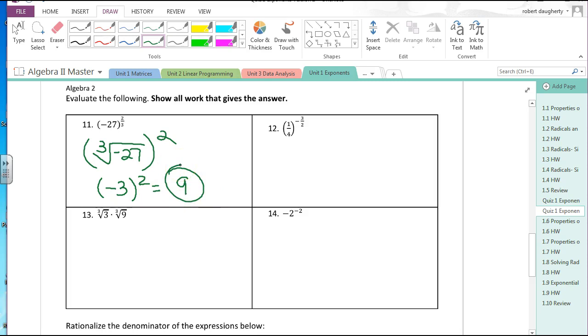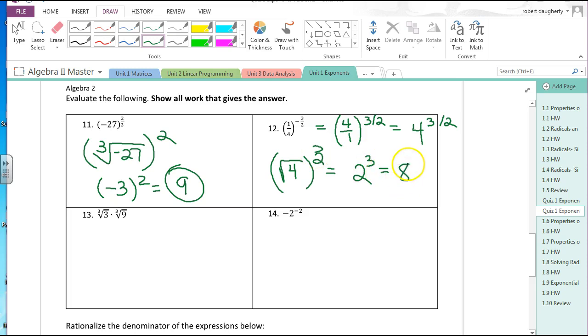1/4 to the negative 3/2. That's the same as 4 over 1 to the positive 3/2, which is 4 to the 3/2, which is the square root of 4, cubed. So square root of 4 is 2, 2 cubed. This answer is 8.